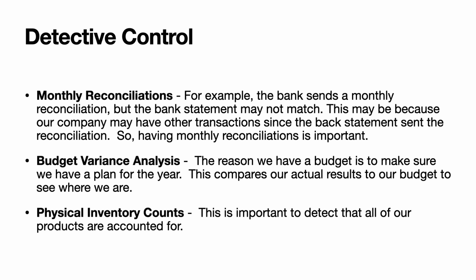Detective controls. These are monthly reconciliations. For example, the bank sends a monthly statement, but it may not match, because our company may have transactions that have taken place since that statement came out. So having monthly reconciliations is important to keep up with things. Budget variance: the reason we have a budget is to have a plan for the year, and it compares our actual results to our budget to see where we are. Physical inventory controls are just to detect that all of our products are accounted for.